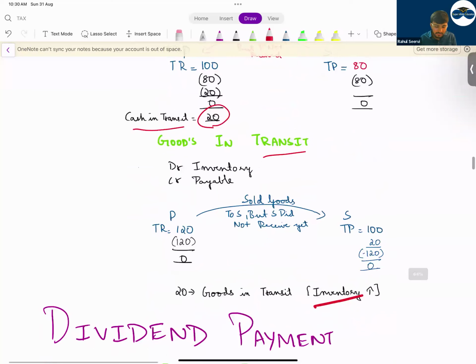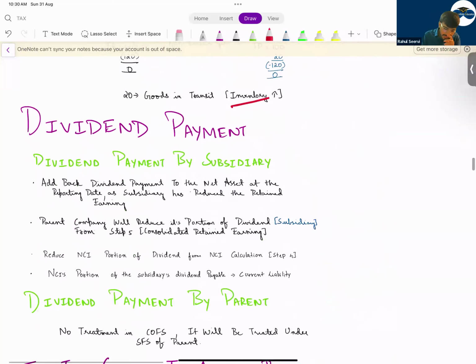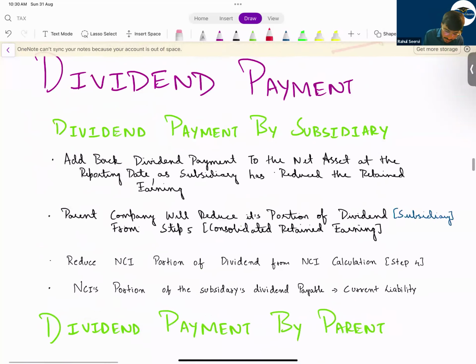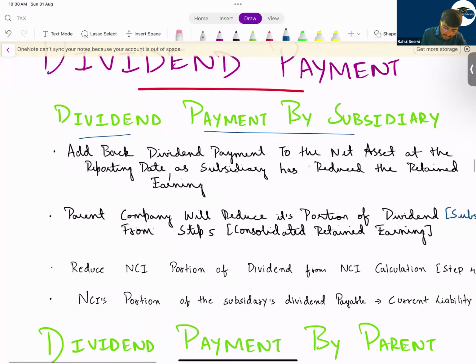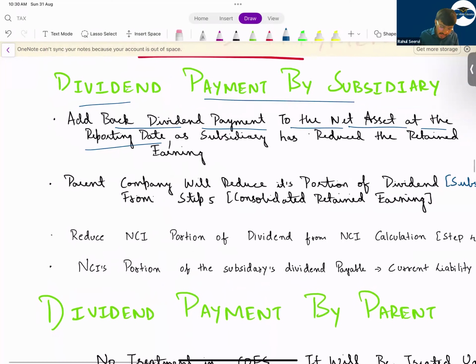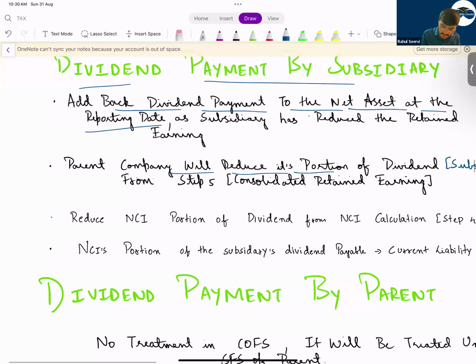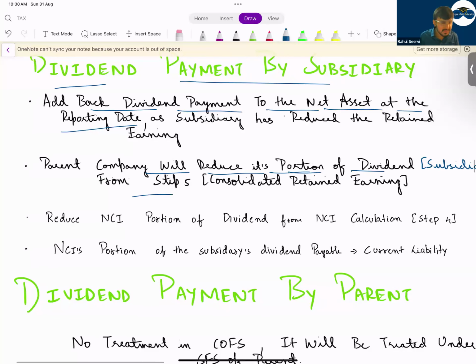So now coming to the dividend payment. For dividend payment, what will happen, sir? Dividend payment by the subsidiary company. Whenever a dividend is paid by the subsidiary company, can I say the subsidiary's retained earnings is low? So you will simply do what? Add back the dividend payment to net asset at the reporting date. Whatever is the dividend payment, the full amount, you will just add to the value of net asset. So the parent company will reduce its portion of dividend from step number 5.